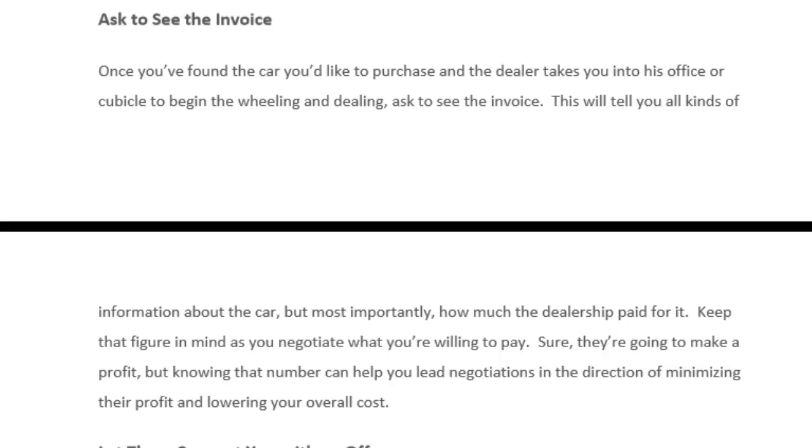The author should have added a target range here, like paying $200 to $500 over invoice as a good ballpark. This also would have been a great place to mention a resource like Edmunds.com, a car site that helps you know what the true market value of a car is and how much the average consumer is paying over invoice by specific make and model.